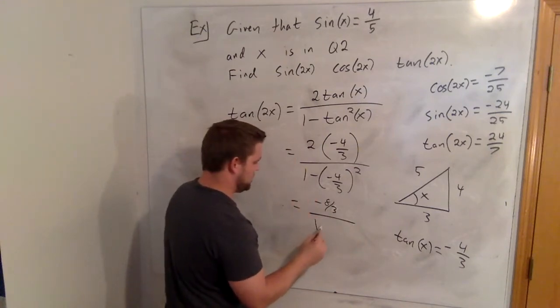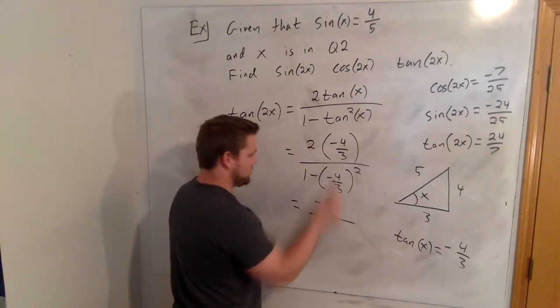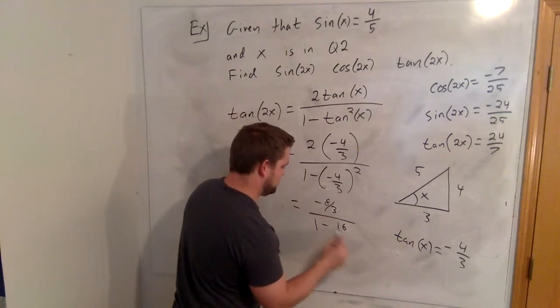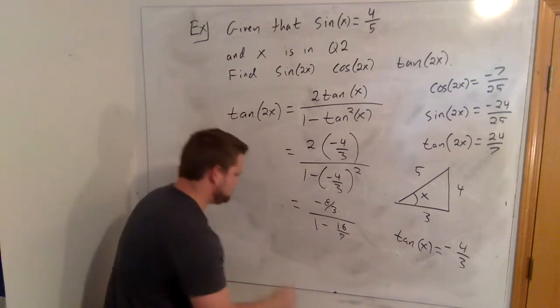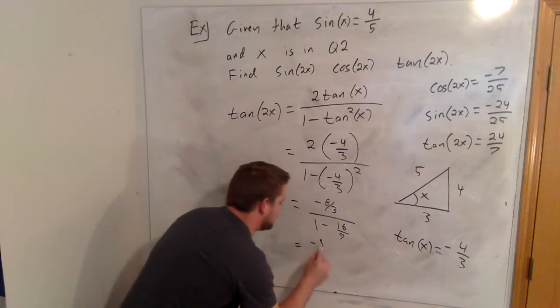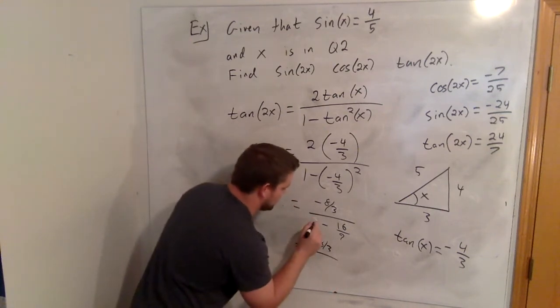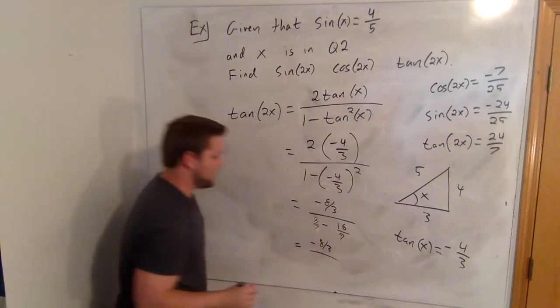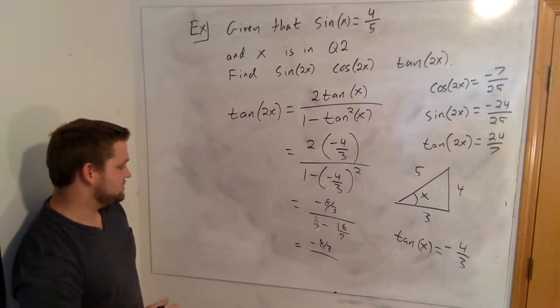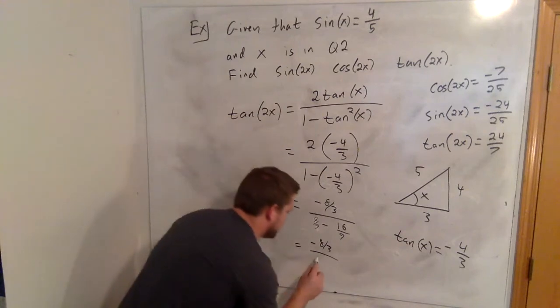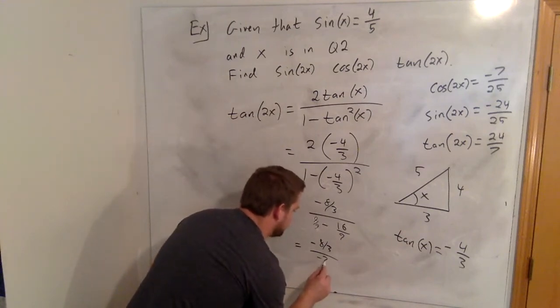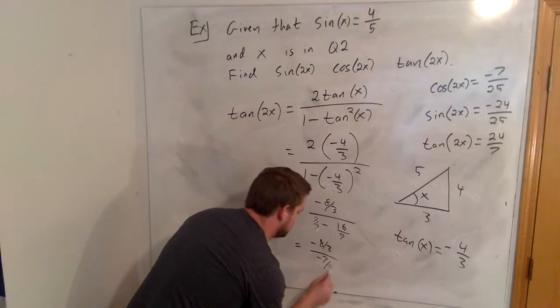This is going to be 1 minus 16/9. So we get negative 8/3. Think of this 1 as 9 over 9. Okay, 9 minus 16 is negative 7. So we're going to get negative 7/9.